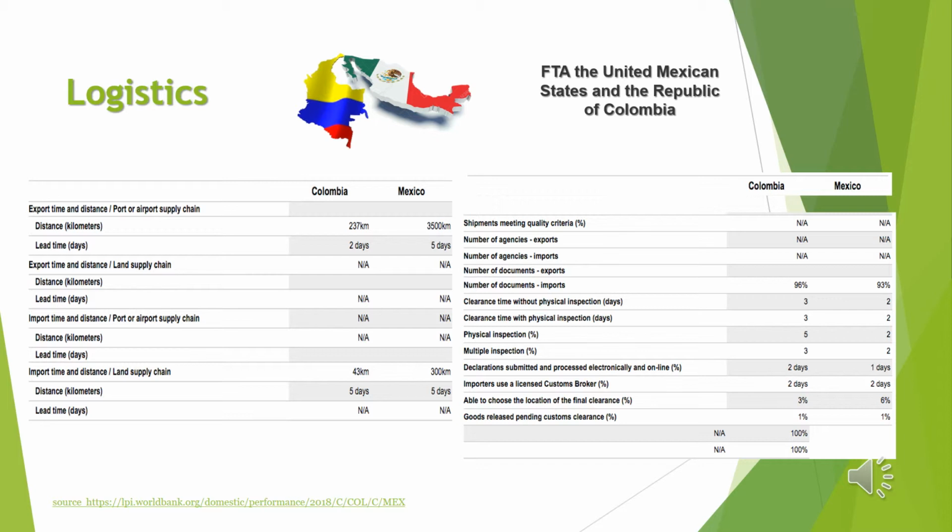These are numbers such as the transportation time, how long the distance is for exportation between Colombia and Mexico, and how long it is going to take. For example, the number of agencies involved in exports or imports, the physical inspection and how long it is going to take, the declaration submission, and the electronic online process. It shows how long this kind of process is going to take.